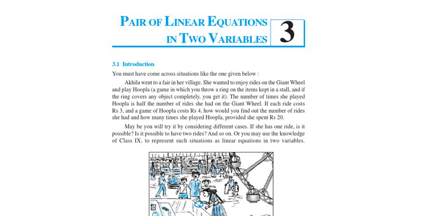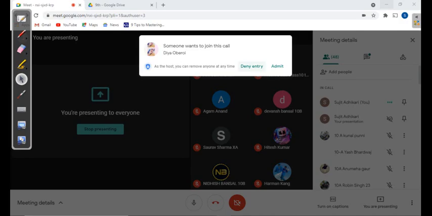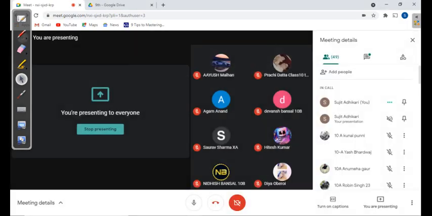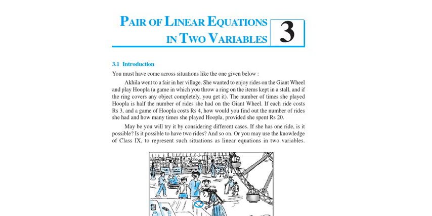Okay, so we'll start with the chapter today, chapter 3, pair of linear equations in two variables. Now, this word, especially linear equation in two variables, you have heard in class 9, isn't it? Did you hear this name in class 9? Linear equation in two variables. So that means you have some idea of linear equation in two variables.